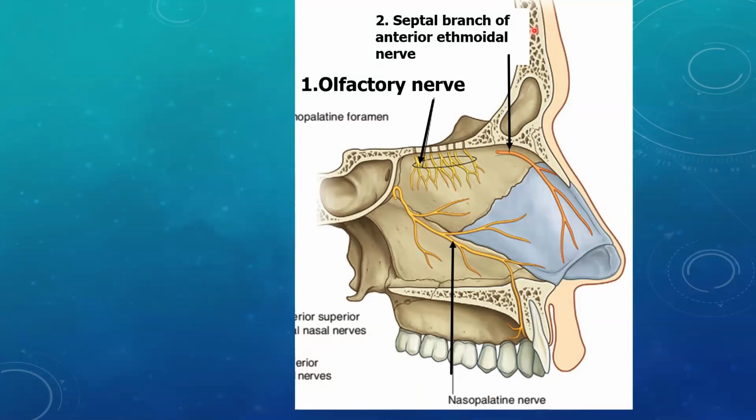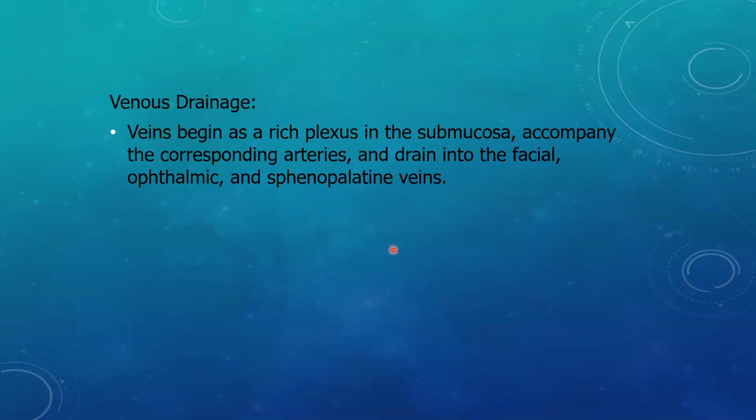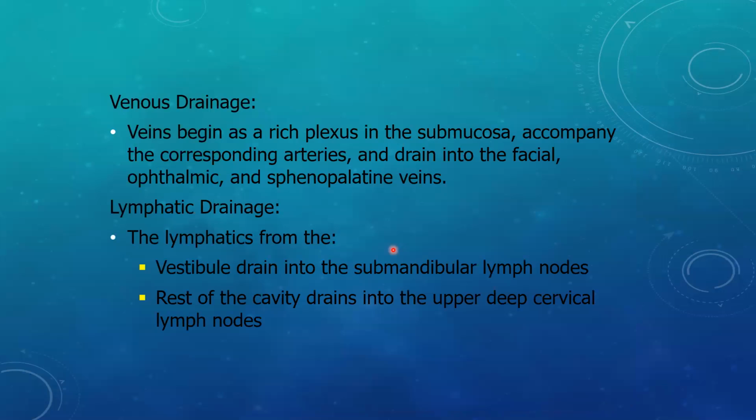So, these are the three nerves supplying the nasal septum. Olfactory nerves carry olfaction from the roof of the nasal cavity to the cribriform plate of the ethmoid bone. There are two other nerves, the anterior ethmoidal nerve and the nasopalatine nerve. Venous drainage is the same as the arteries, not so important, but ultimately into the facial veins, ophthalmic vein, and sphenopalatine. Lymphatic drainage: the vestibule area drains into the submandibular lymph nodes, and the remainder drains into the deep cervical lymph nodes.